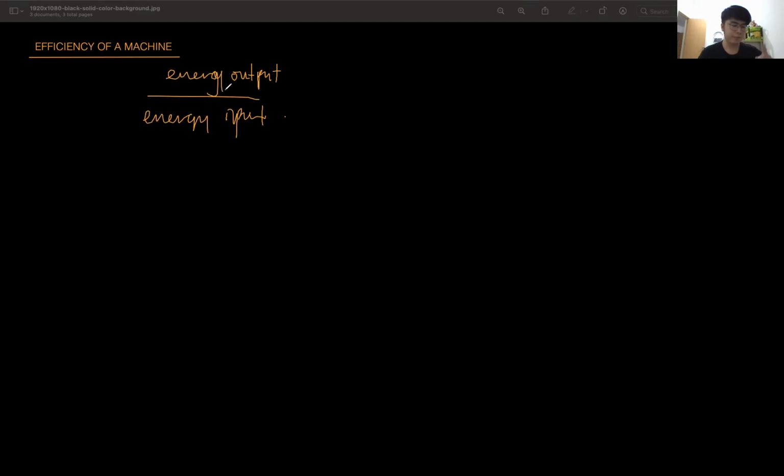Now they found that these two are not equal. Why is it not equal? Because based on the conservation of energy, energy should be equal, right? But why is it not equal? The answer is this: whatever is the input, it is not necessary that all will transform into what we want.